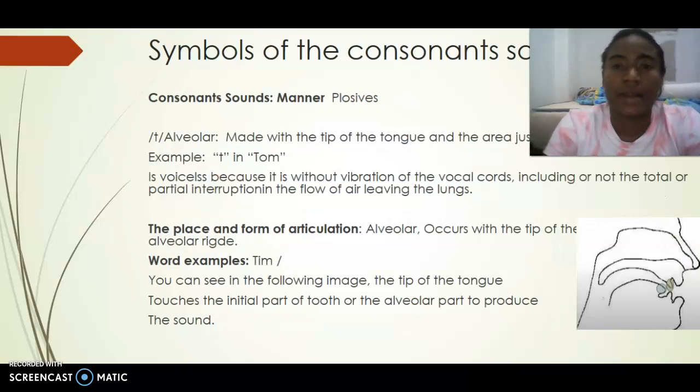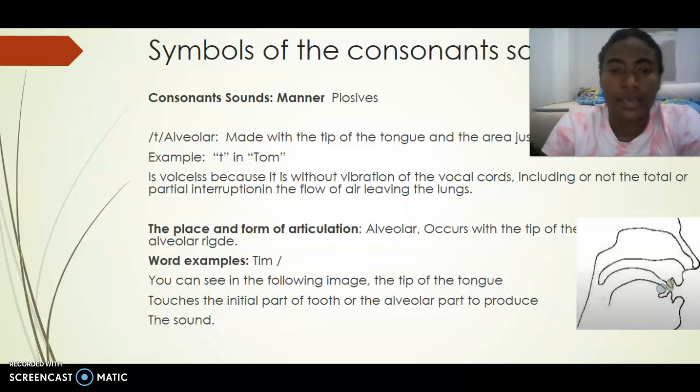Consonant sound, manner: plosives. T. Alveolar, made by the tip of the tongue and the area just behind the top teeth. Example: tone. It is voiced because of the vibration of the vocal cords, including or not the total or partial interruption of the flow of air leaving the lungs.